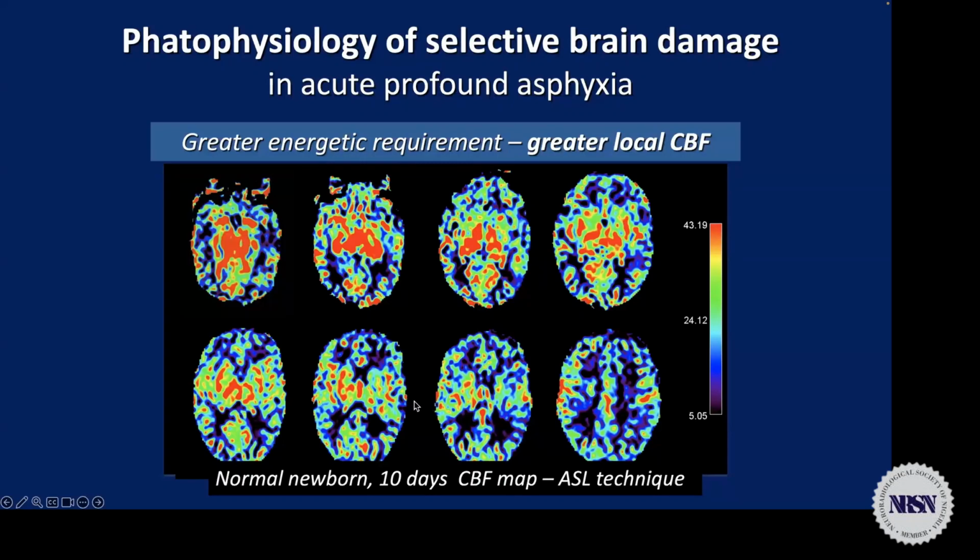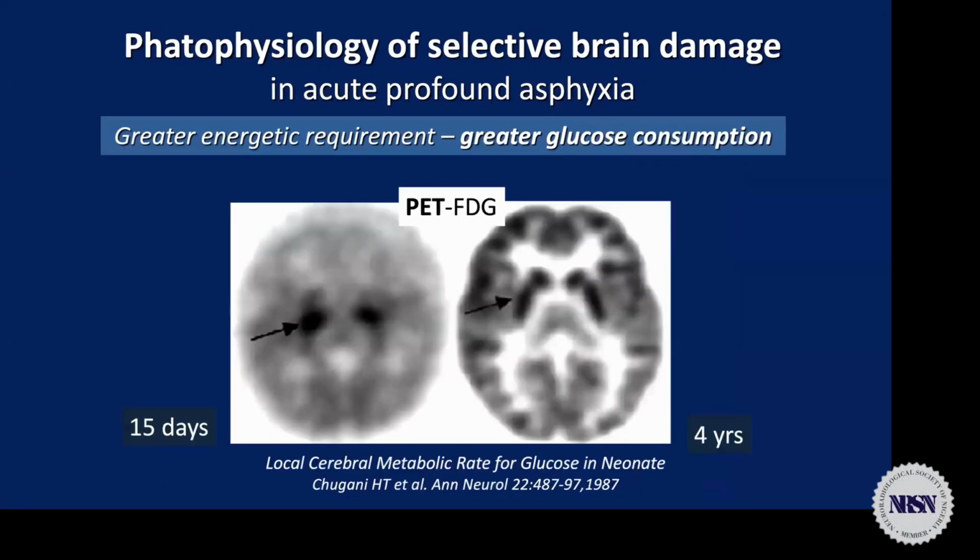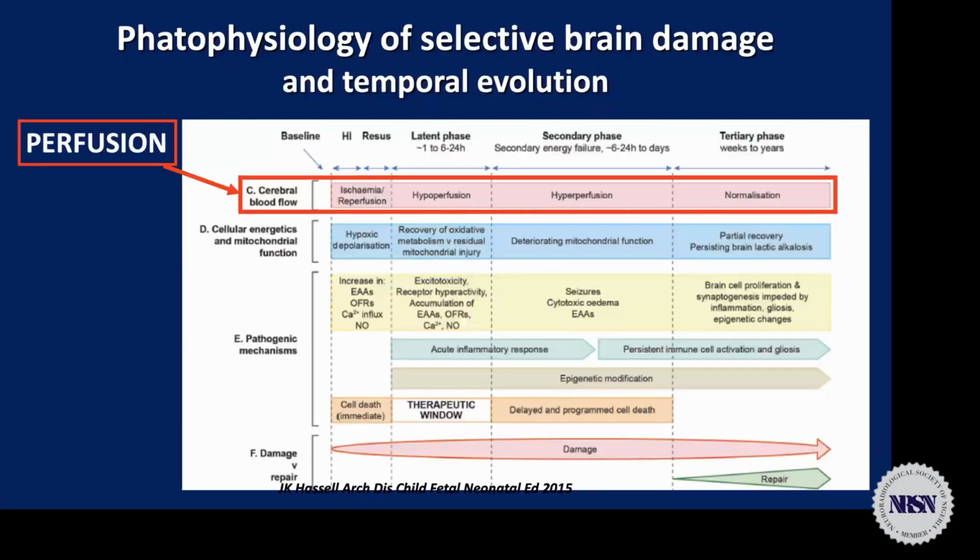These are just the areas that are more sensitive to a hypoxic-ischemic insult. And you can see also with PET, the basal ganglia are, in a newborn, the region with the greater energy requirement in comparison to a 4-year-old kid, in whom the presence of glucose in the gray matter is homogeneous.